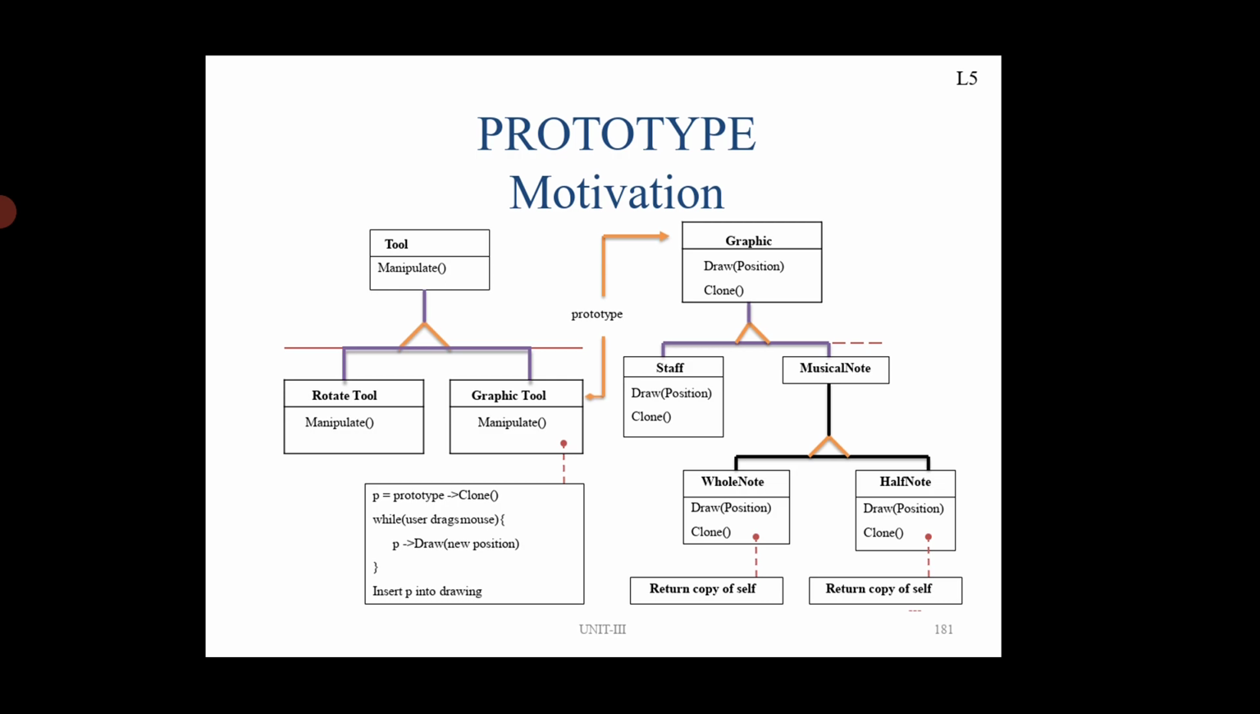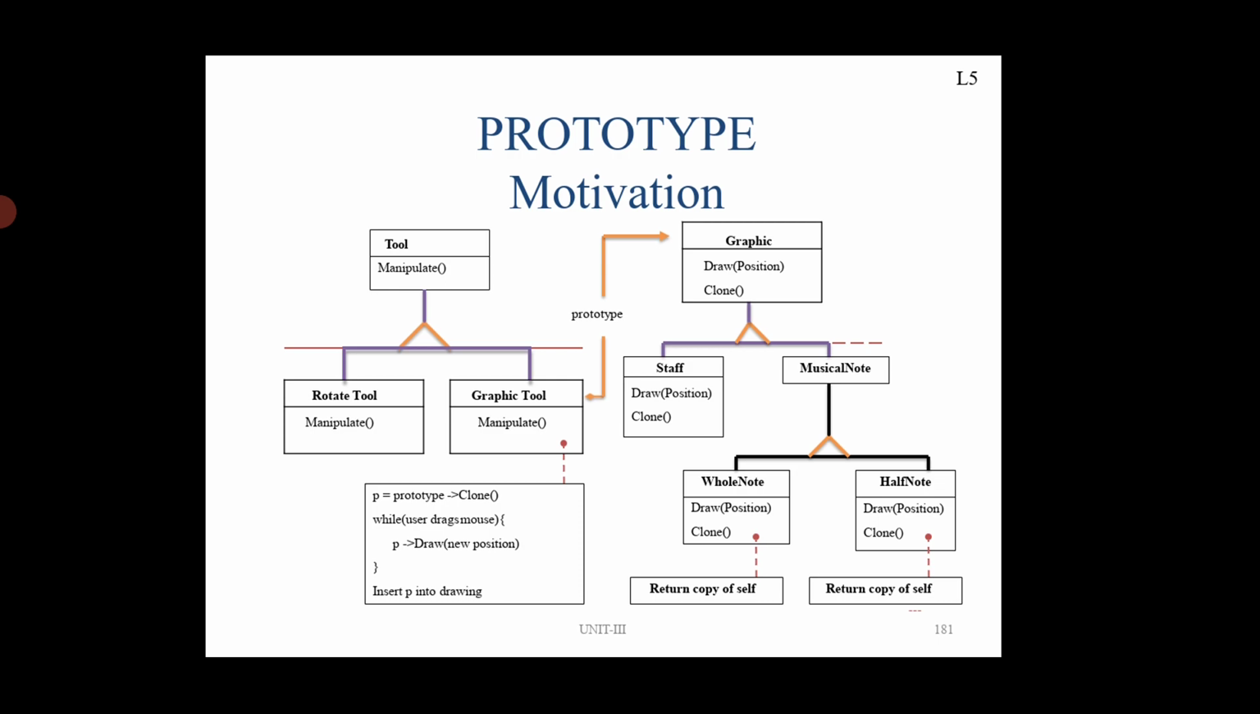Here look at this diagram, the graphic tool class, and how the manipulate operation functions. We need to extend the graphic tool, for example the rotate tool. The manipulate operation in the graphic tool needs to return some prototype. We are copying it while the user drags the mouse. The prototype draws in new positions, and we have to insert the prototype into a drawing. We just need to copy.